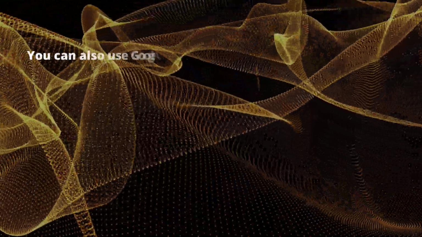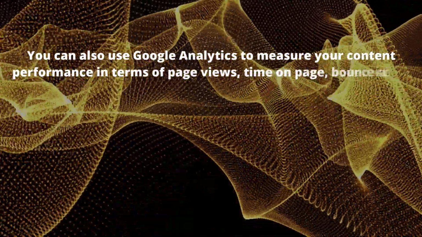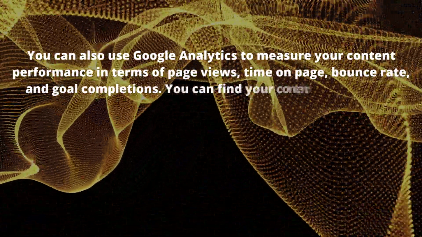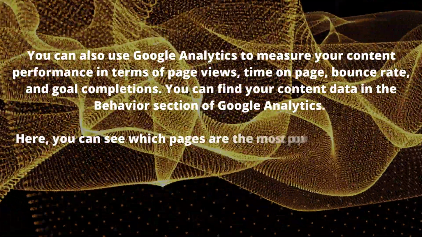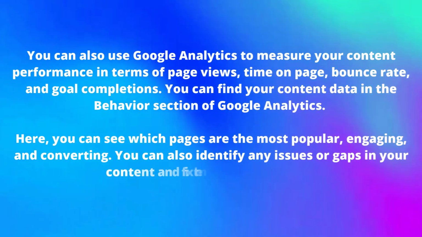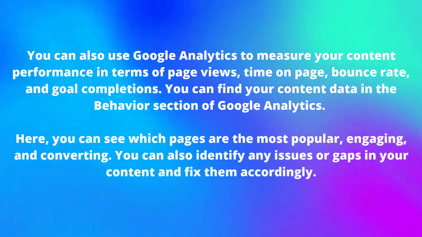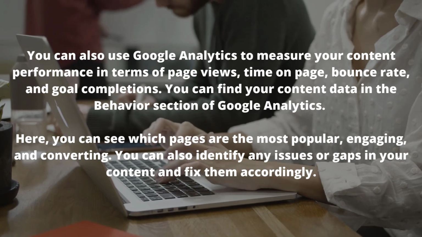You can also use Google Analytics to measure your content performance in terms of page views, time on page, bounce rate, and goal completions. You can find your content data in the behavior section of Google Analytics. Here you can see which pages are the most popular, engaging, and converting. You can also identify any issues or gaps in your content and fix them accordingly.